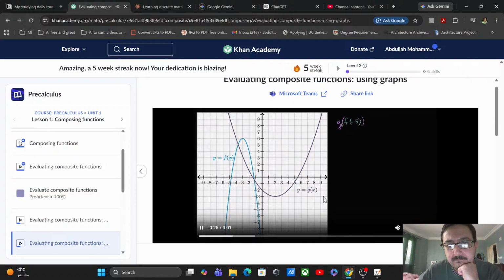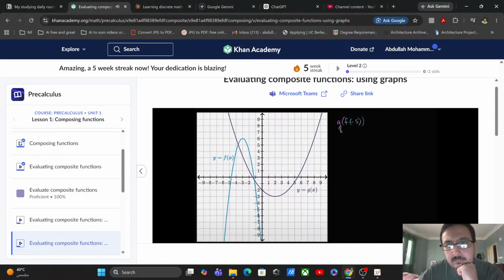And it can sometimes seem a little daunting when you see these composite functions. You're evaluating the function g at f of negative 5. What does all this mean? We just have to remind ourselves what functions are all about. They take an input and they give you an output. So really what we're doing is, we have the function f, we're going to input negative 5 into that function, and it's going to output f of negative 5, and we could figure out what that is.